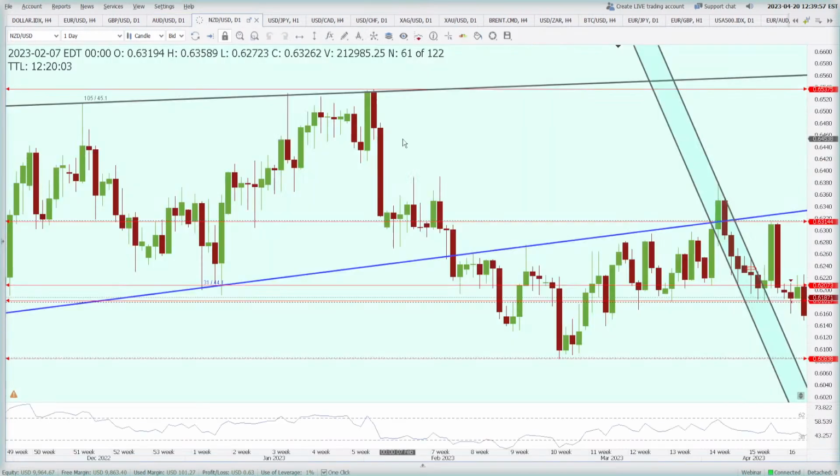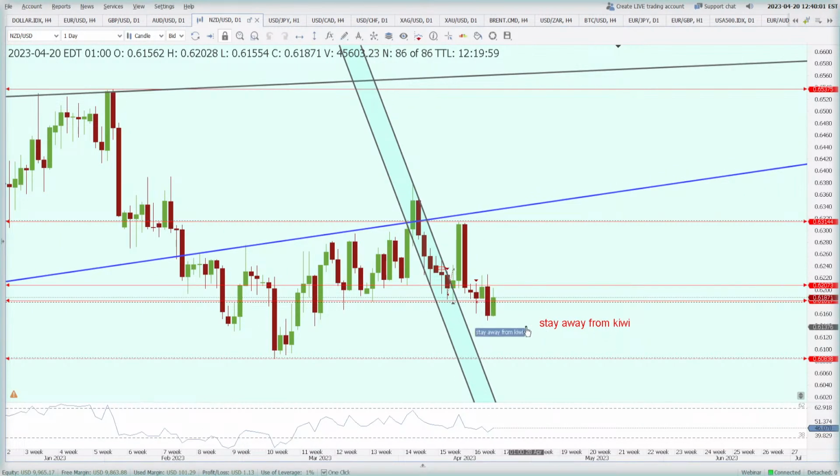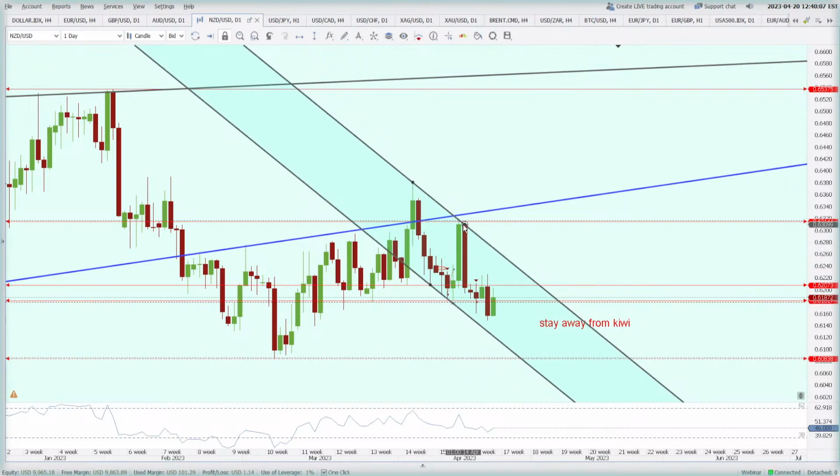Let's see how things unfold in this one, but right now there is no pattern, no trade in the Australian dollar. New Zealand dollar, I am bearish. This is why I stay away from Kiwi. I'm bearish now, and we have targets around 0.6083.